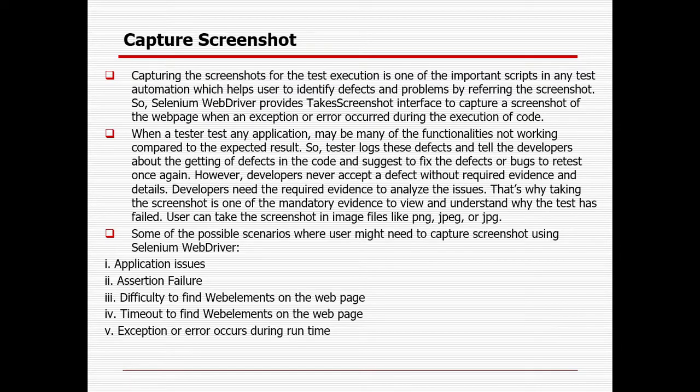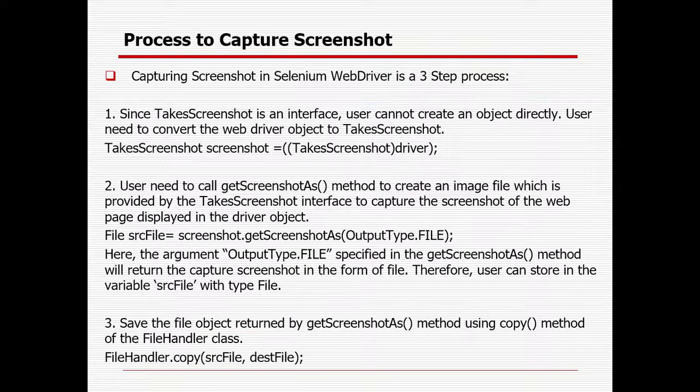We can capture the screenshot. In case you want to capture a screenshot, you need to create a method at the class level so that the method can be called. Capturing a screenshot is a 3-step process. You need to do a type casting for TakesScreenshot, then call the getScreenshotAs method and store it in a source file, and then save the source file in some destination file with the help of the FileHandler class, where the copy method is available.